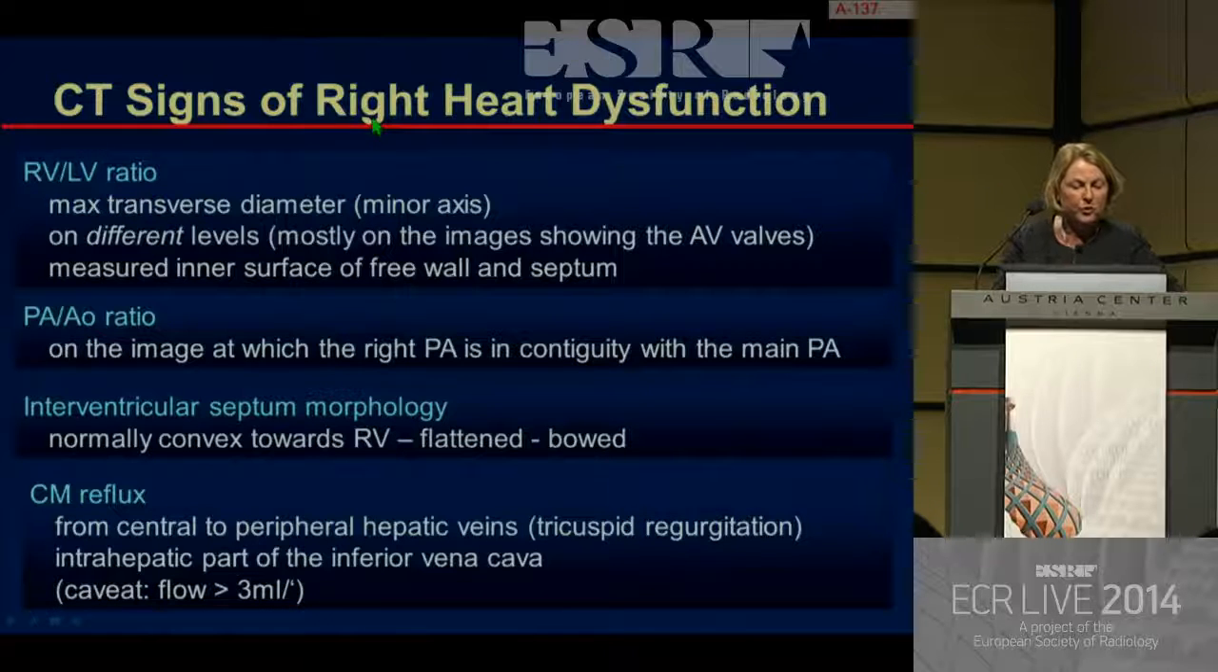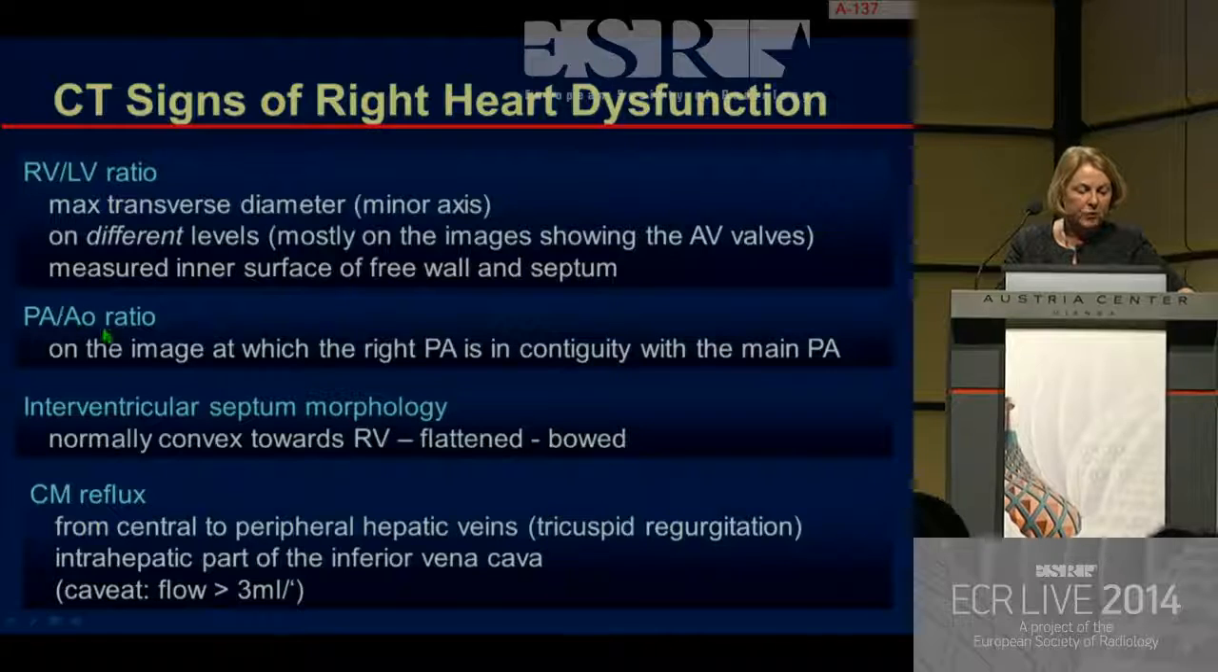What you do is you measure the maximum transverse diameter in the minor axis. And that actually has to be done not on the same level, which would be the easiest for us to do, but if you really want to do it correctly, on a different level, mostly on those images that show really the walls between the atrium and the ventricle, and it has to be measured between the inner surface of the free wall and the septum.